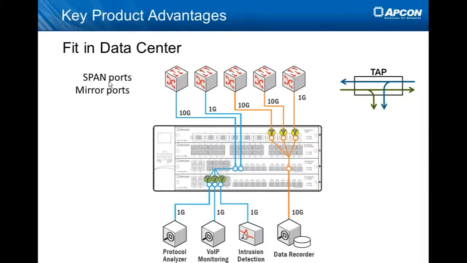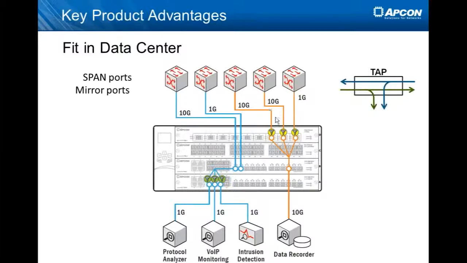Data sources can be span ports, also known as mirror ports, or they might be taps installed in links that you need to monitor. With Apcon in the middle, you're able to take a single span port and multicast it to multiple monitoring tools. This resolves an issue commonly known as span port contention, when more than one monitoring tool needs access to a single port.